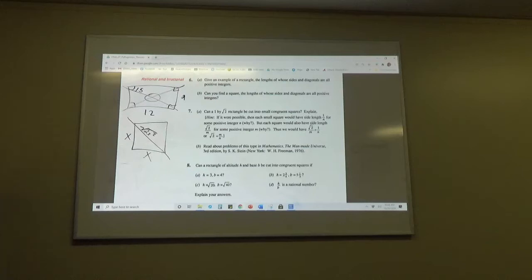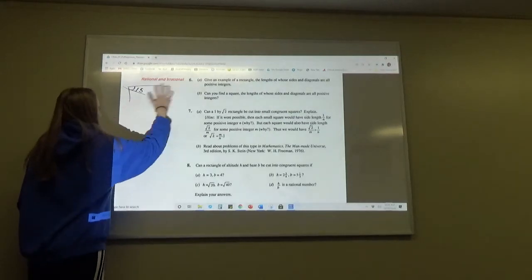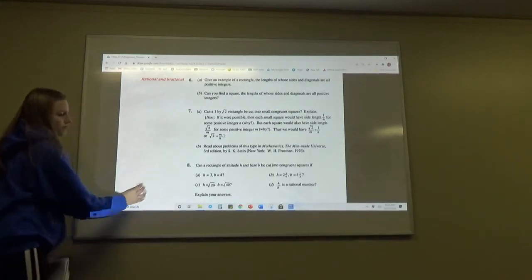All right, good. So first part she did right. Second part is talking about whether or not you can do with a square the same thing you can do with the rectangle. All right, good. Good job. Thank you for erasing that. Okay. All right. Who wants to go next?